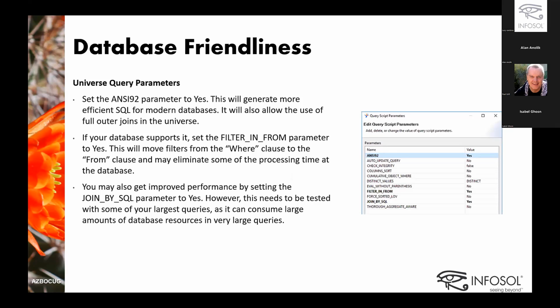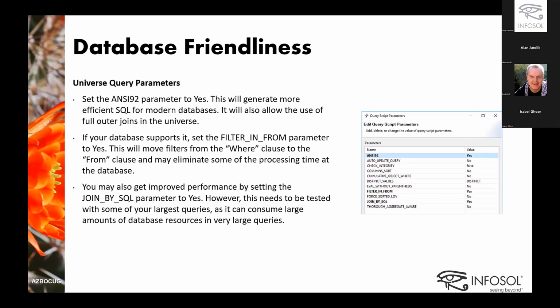Okay, and then these next tips are going to be on a case-by-case basis, but I've put them here because they've worked for me on some of the universes I've designed. The first one is you can set, in the universe query parameters, the ANSI 92 parameter to yes. This will generate more efficient SQL for modern databases. It will also allow the use of full outer joins in the universe.